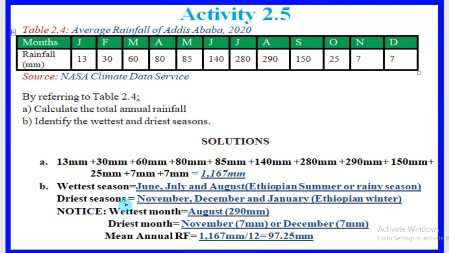And the driest season, November, December. Here November 7, again December 7, January 13, and these 3 months are known as winter months, Ethiopian winter months. So these are the driest season. Therefore, our answer will be November, December, and January.